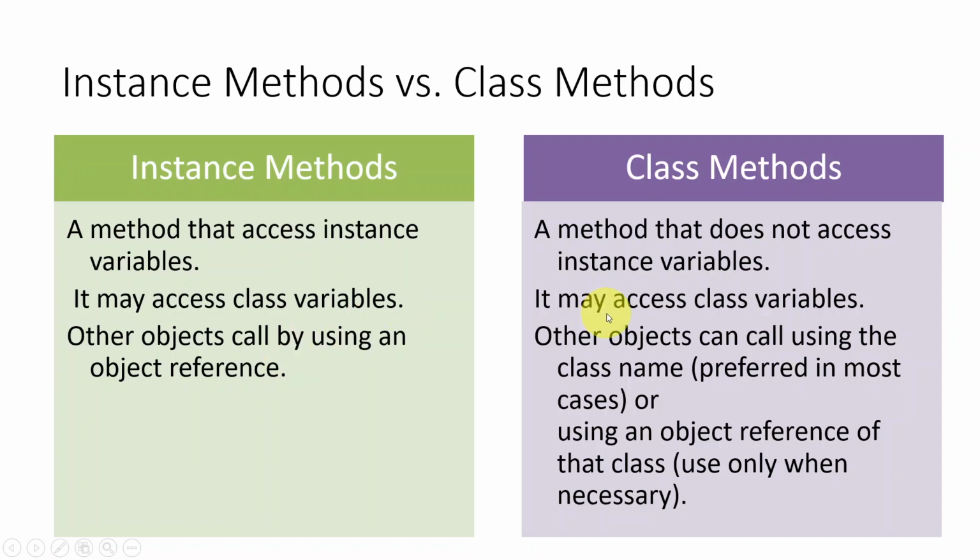So the other type is the class methods. The class methods contain the generic logic. The class methods cannot refer to any of the instance variables, but they may refer to class variables. These class methods can be accessed by your class name, and again you have the facility to access class methods through your object references as well.